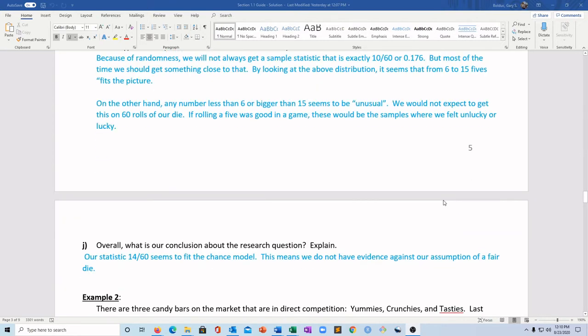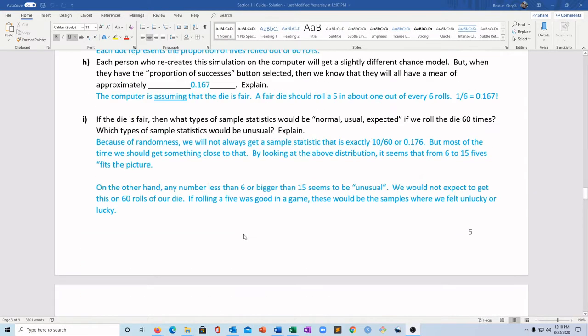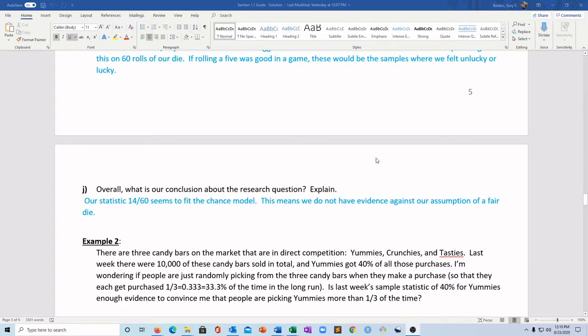All right. So what's our conclusion? Well, our actual stat, when we did it, was 14 out of 60. So I go up, I say 14's here. Well, it's a little lucky, but it still fits the picture pretty well. It fits the pattern, so I'm good. If our statistic fits the chance model pattern, then we say, okay, the chance model is plausible. No complaints here. I believe you have a fair die. I'm not 100% sure, but it fits.